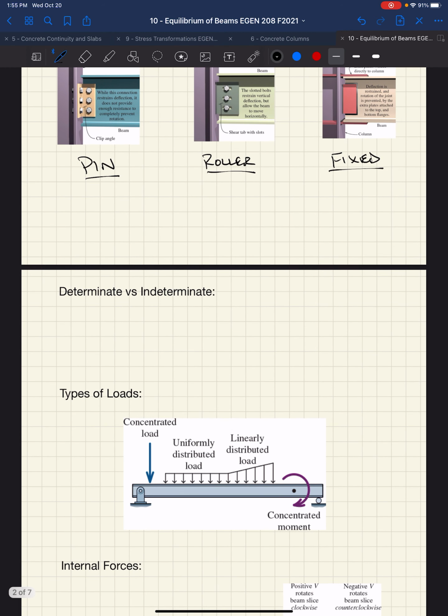As you learned in 205, we have determinate and indeterminate systems. We all know what that is now. We've gone through those for both torsional and axial systems. We really have three equations of equilibrium.